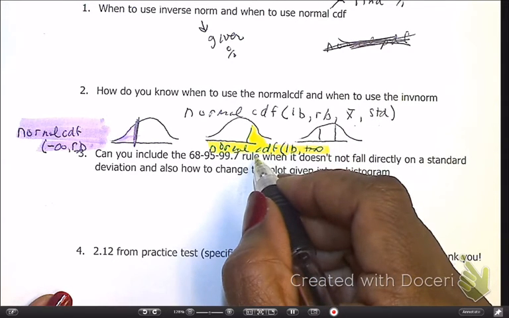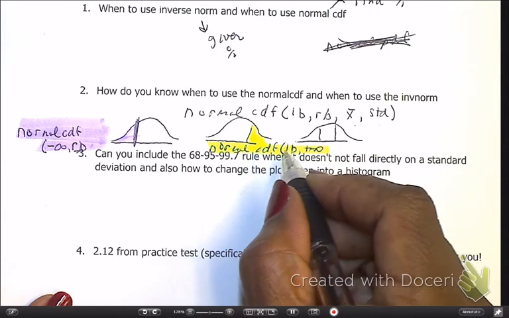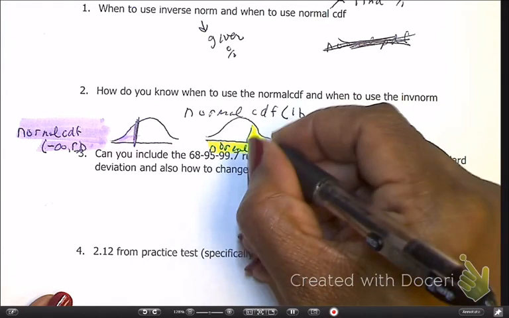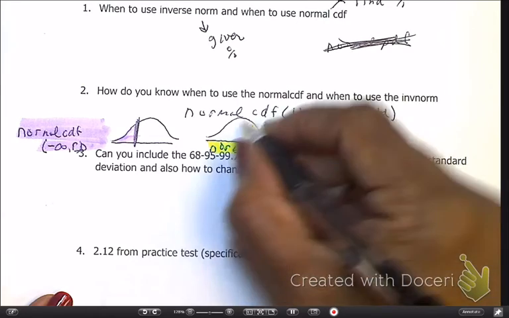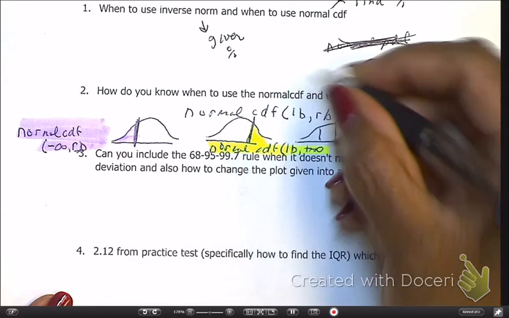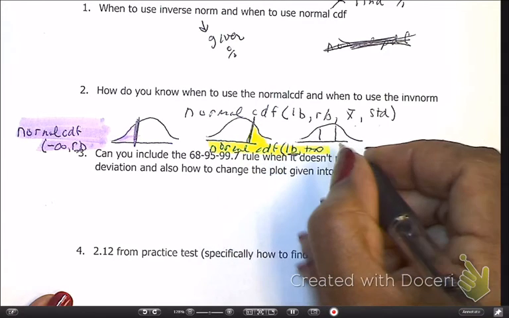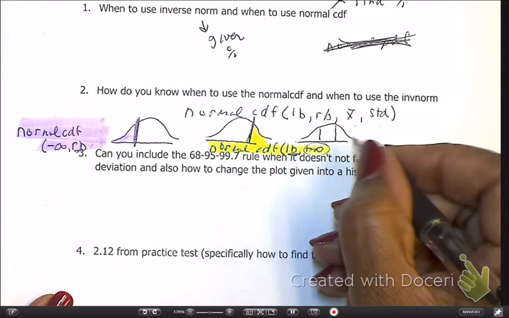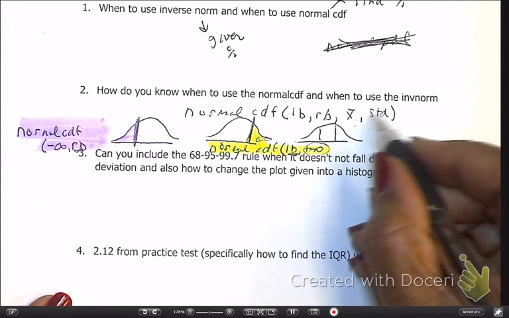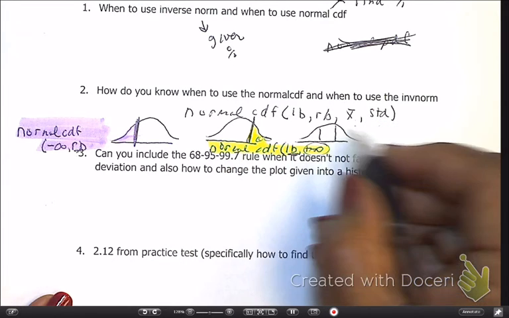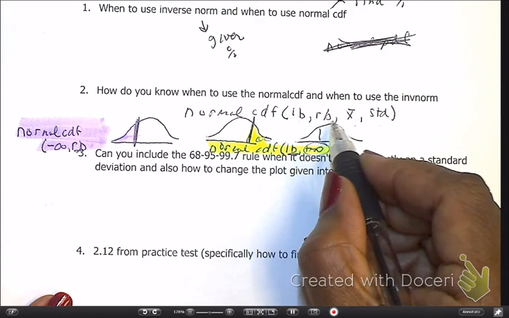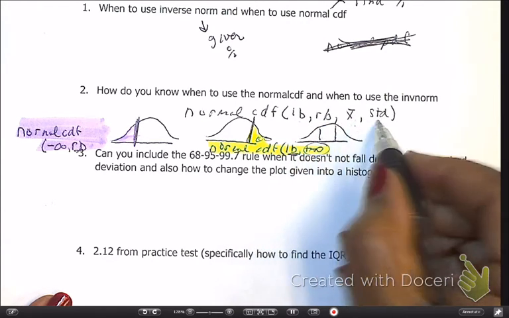Okay, next, when I am looking for a value that is greater than, you're going to put in that bound, which is right here, because that's the first bound, and then notice your positive infinity, because that's what's going on in here. And then, of course, you need your mean and your standard deviation. And then when you're lucky enough to have something like this, you just put in your left bound, your right bound, and then, of course, your mean and your standard deviation.